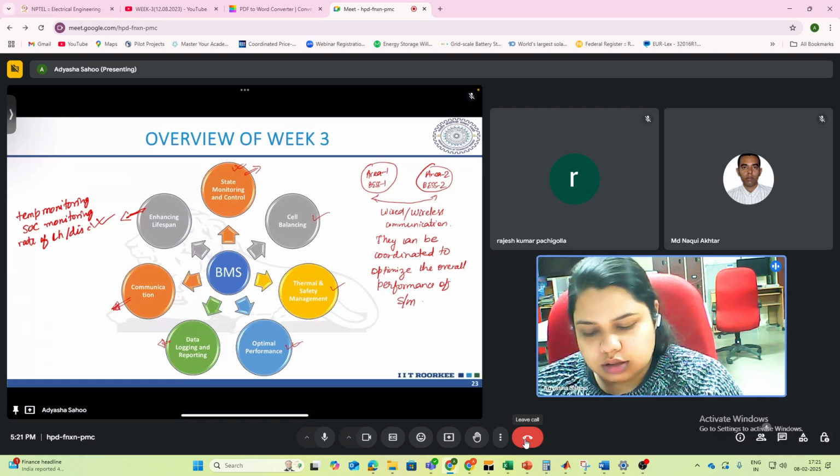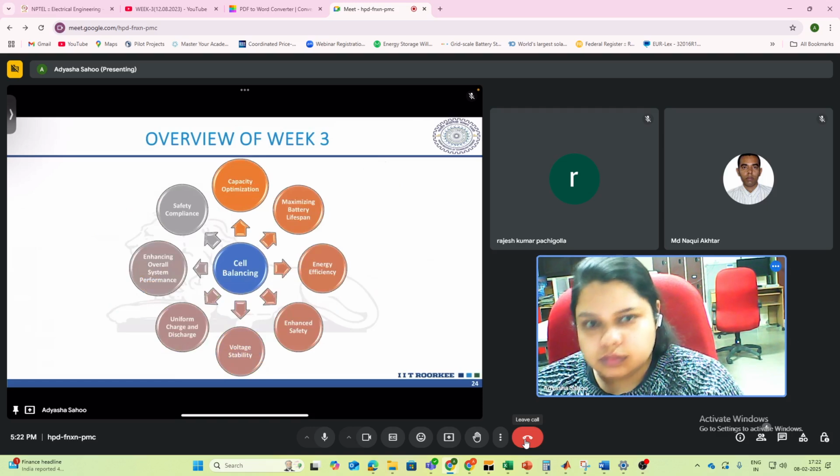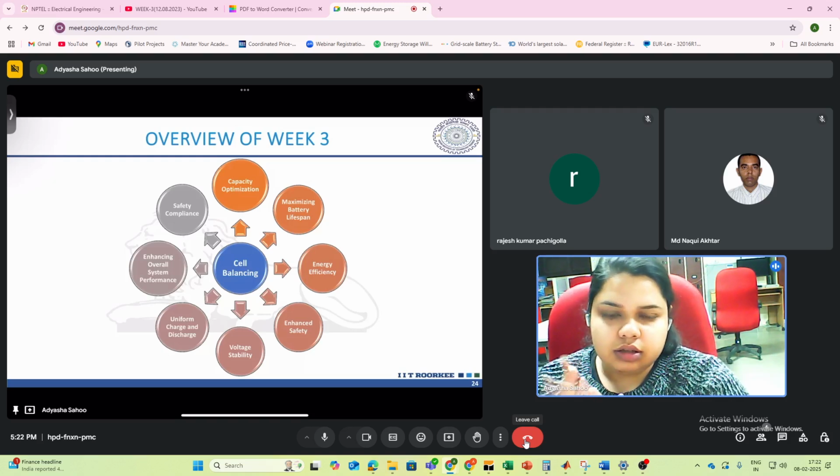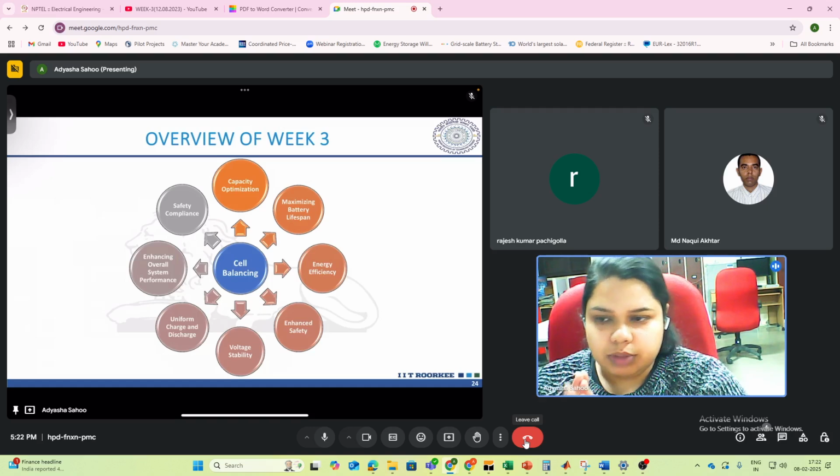Then the next thing is cell balancing. As we were discussing, when you have a battery of some capacity, that capacity is achieved by the series and parallel connection of the cells. So there will be many cells, a set of cells, connected in some series-parallel connection, and together they will give you that amount of capacity.